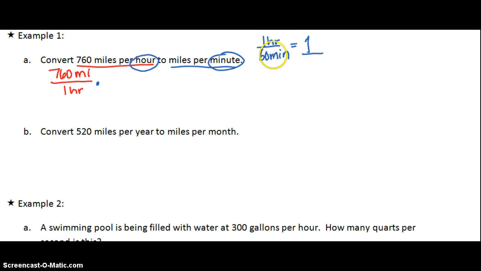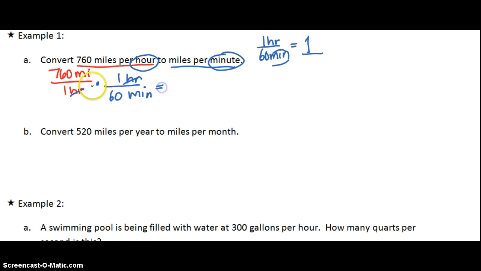So it doesn't matter which way you write this, but I want my hour to cancel and to turn into minutes. See, that's the end in mind. So if I put hours on top and minutes on bottom, just like I have written there, just so happens this time, 1 hour stays on top and 60 minutes stays on the bottom. But I could have written that vice versa. It doesn't matter. But I want hours to cancel.